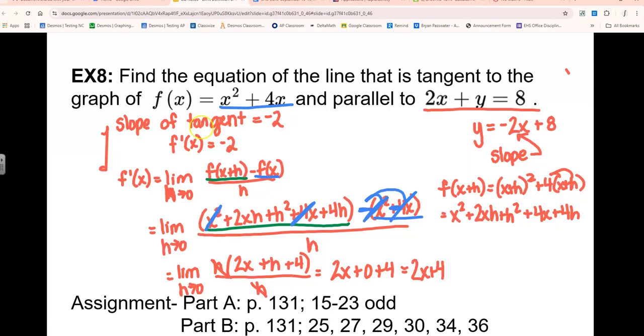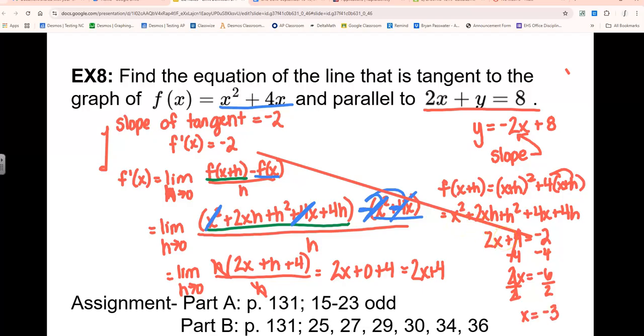Yes, because I know f prime of x needs to equal the slope of this other line, which is -2. So that's going to be a simple equation to solve, right? I'm going to have 2x plus 4 equals -2. I'll just subtract 4 from both sides. 2x equals -6. I will divide by 2. So x will equal -3. That is the x coordinate of my point.